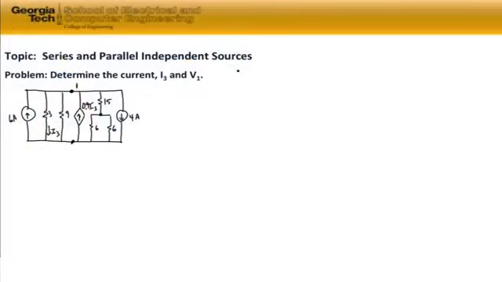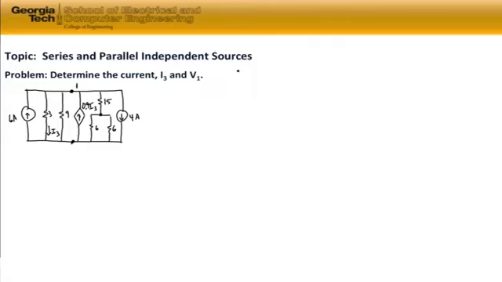The topic of this problem is series and parallel independent sources. In this problem, we want to determine the current I3 and the voltage associated with the node which has been designated as node 1, which is the node at the top of the circuit.